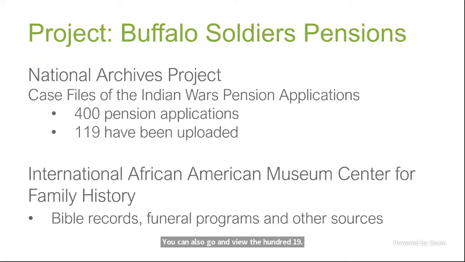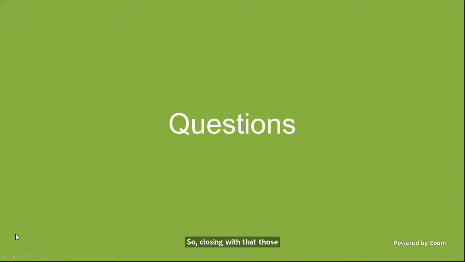Also, the International African American Museum Center for Family History has a program where you can take your home records that are Bible records, funeral programs, and any other sources that you have, even military resources, and upload them into their Center for Family History and share them with others. This is a growing project that's just getting off its feet, but I think it's a wonderful idea of how we can share these more personal records and get them out there for others to use for their family history research. So closing with those two projects, we will now take questions.